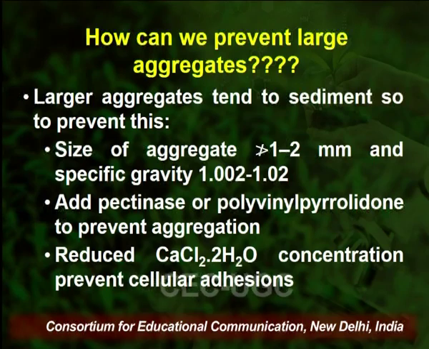Second, we can also add polyvinyl pyrrolidone into the media. This agent, PVP, forms a film around the cell, thereby preventing the formation of large aggregates. It has been seen that calcium ions form complexes with those pectin polysaccharides, thereby hardening the joint between two cells, eventually leading to the formation of larger aggregates.